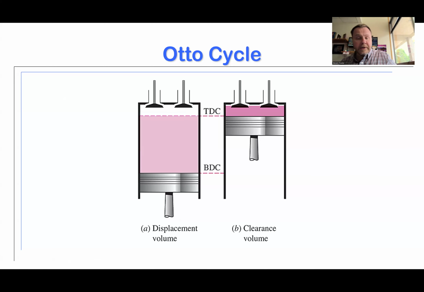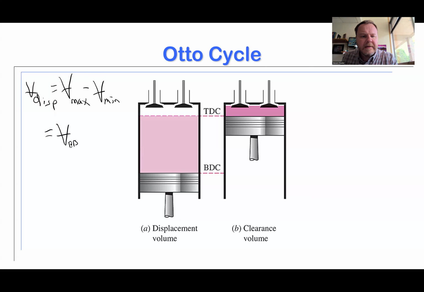What we call the clearance, or I'm sorry, the displacement volume. So the clearance volume is simply the volume at top dead center. Now, the displacement volume, that's a term that you'll see from time to time. The displacement volume is the difference between the max volume and the min volume, which again is the bottom dead center volume minus the top dead center volume, right?